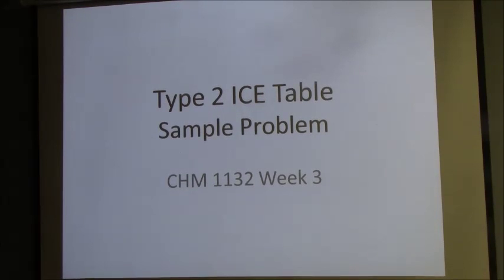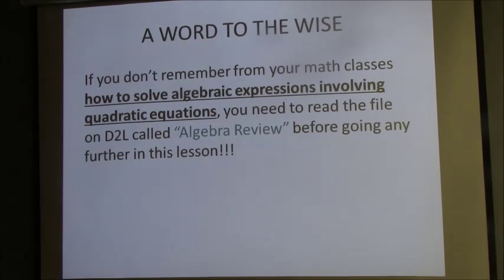Here's a second type of ice table you might encounter in your study of equilibrium. So let's get started on this one. Again, just a reminder, in these ice table calculations, sometimes you might have to end up solving the quadratic equation. All right, negative b plus or minus the square root of b squared minus 4ac, all over 2a. Remember that from high school?